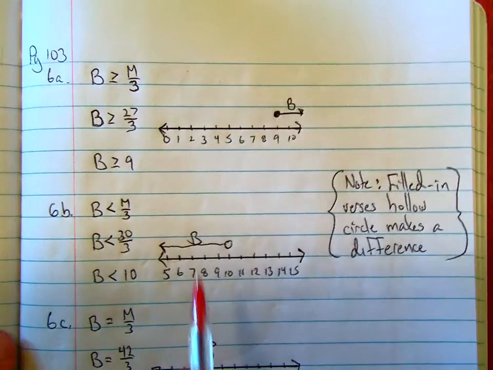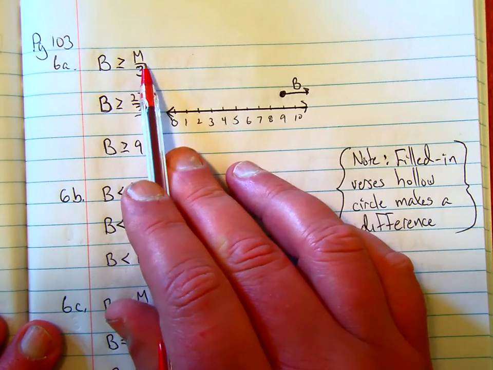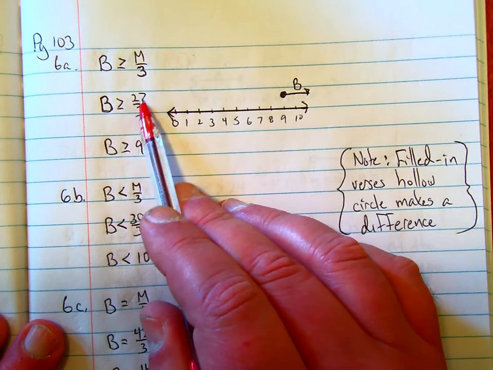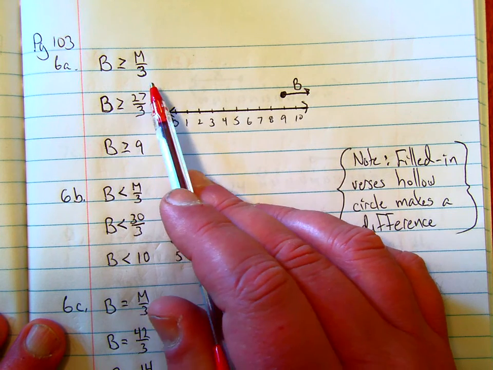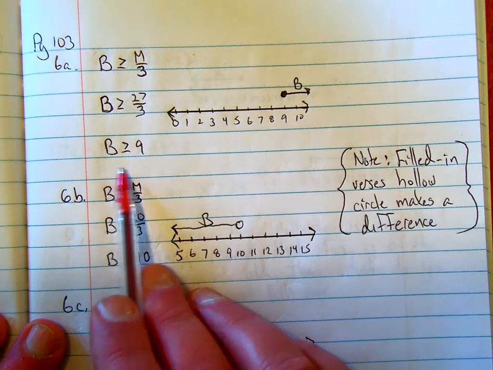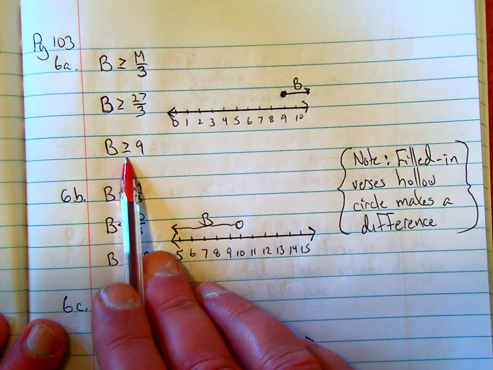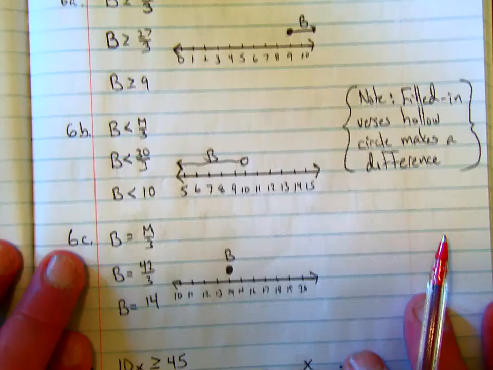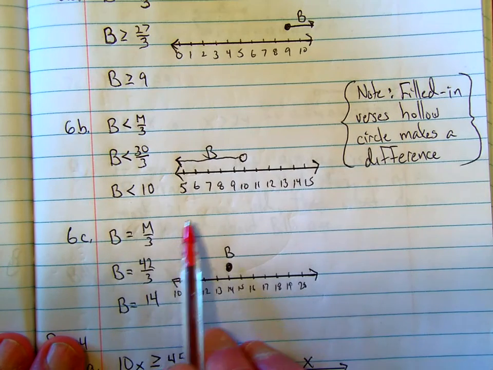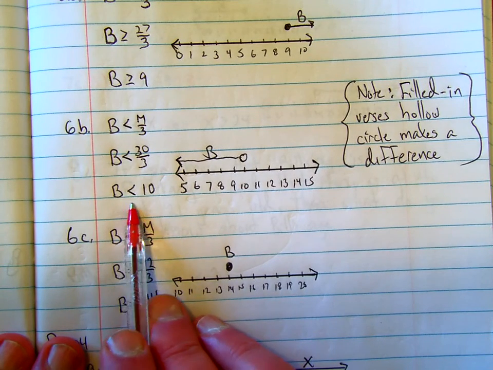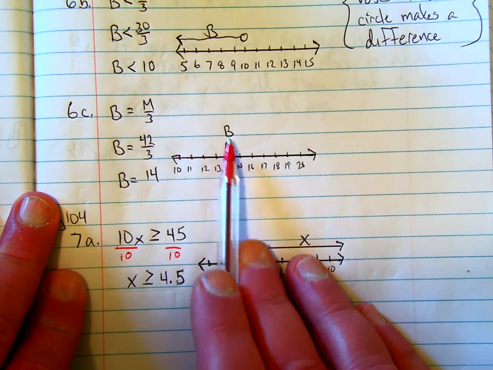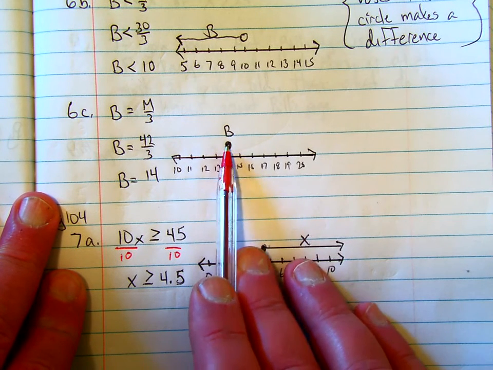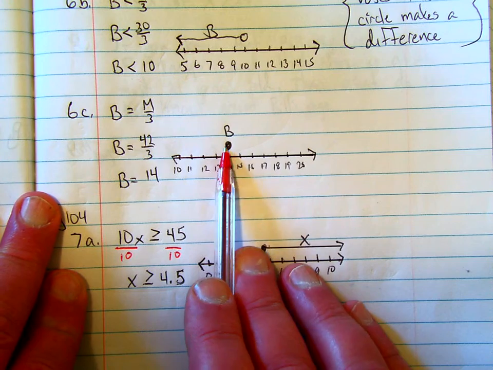So 6a, they give us Michelle's age and ask us to find Beth. Michelle is 27, or greater than or equal to 27 years old. So 27 divided by 3, Beth must be at least 9 years old. On 6b, I simplify, Beth is less than 10. 6c, I simplify, Beth is 14 years old. And so equals 14 is just, there's no inequality there. It's an equation, so it has a solution.